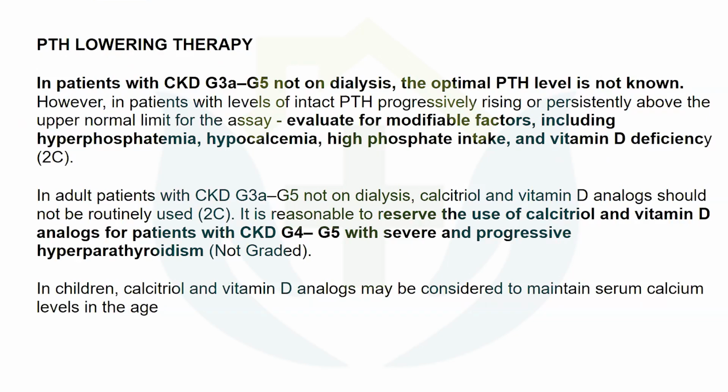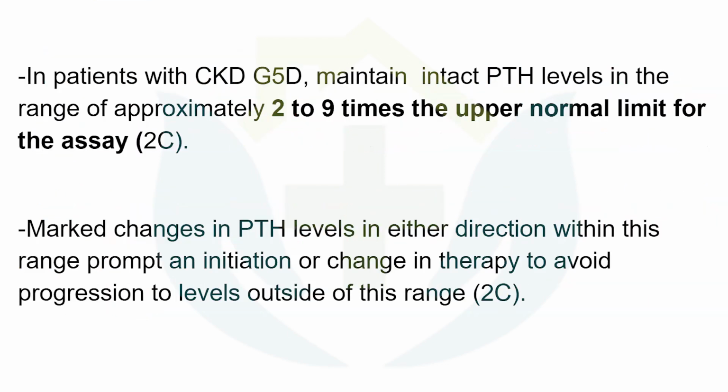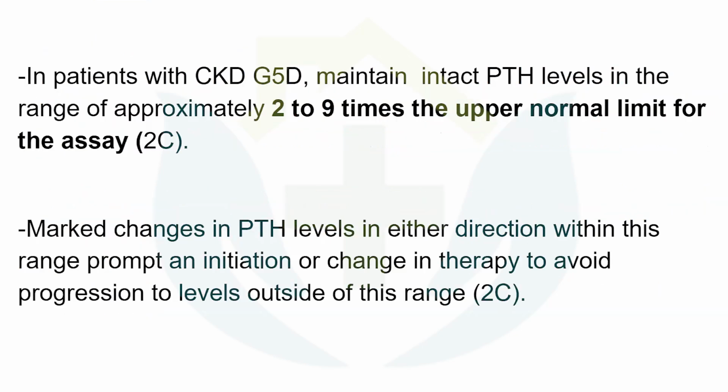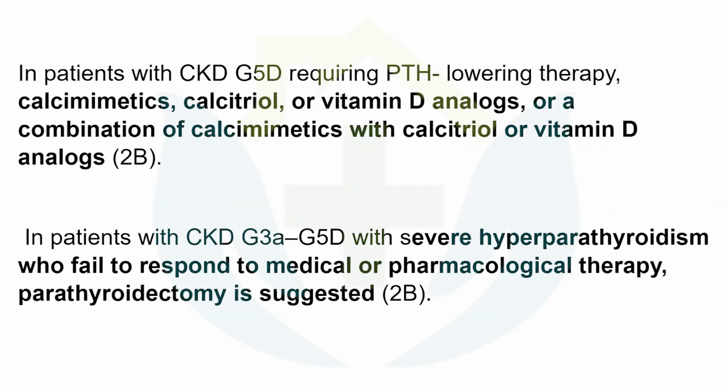And in CKD patients on dialysis, 2 to 9 times the upper limit of normal is considered the target range. So we have vitamin D analogs. The available one is calcitriol, and also calcimimetics to treat high parathyroid hormone levels. Calcimimetic, the major drug which is available for our use is sinacalcet.